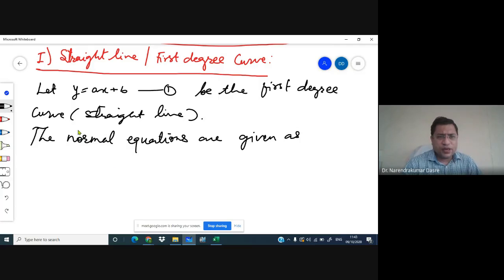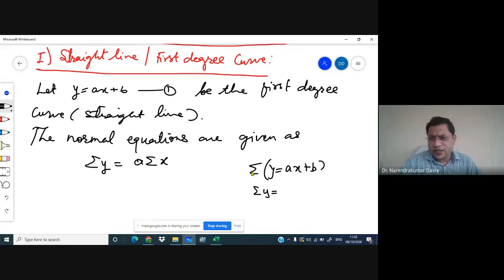Again, I want to have all the points. I have to consider all the points, and hence consider the summation of y is equal to a summation x. So I am considering the sum over y is equal to ax plus b. What will this be? Summation y. Summation is a linear operator, so a summation x plus summation b.